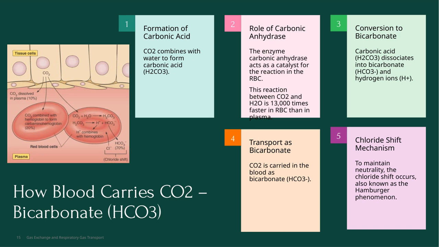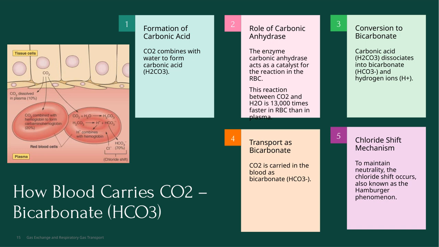Then, the carbonic acid dissociates into bicarbonate ions, HCO3, and hydrogen ions, H+. This dissociation allows CO2 to be effectively converted into a form that can be transported through the bloodstream. Most of the CO2 is carried in the blood as bicarbonate, which is dissolved in plasma. This form is stable and easily transported to the lungs for removal.